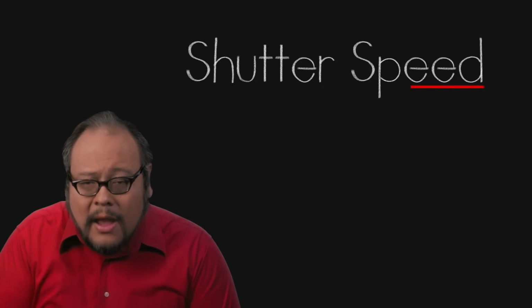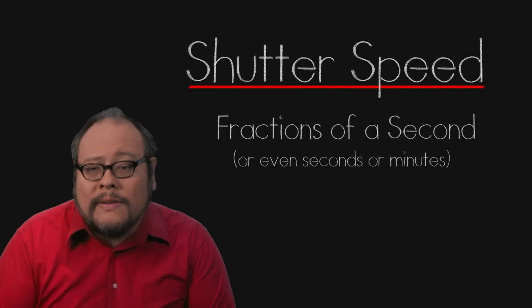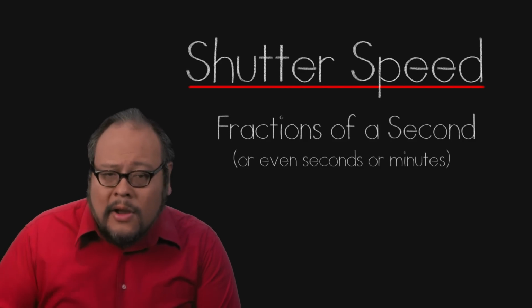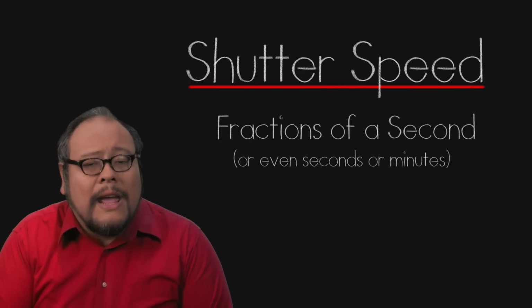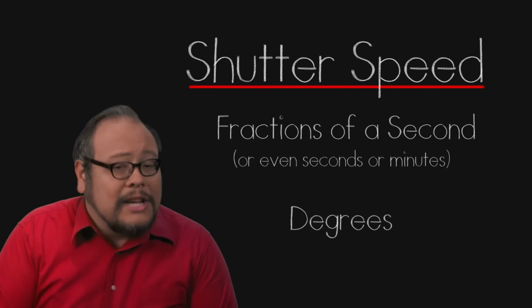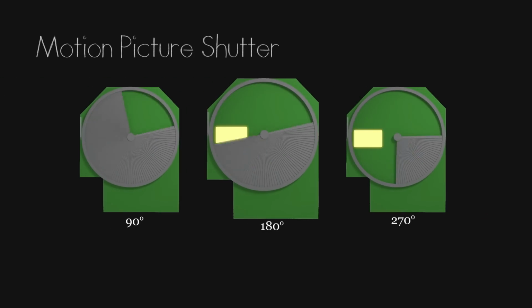Now, how much time we let light in for is governed by our shutter speed. Shutter speed in photography is described in fractions of a second, or even seconds or minutes, for really long exposures. In motion picture cameras, sometimes they are described as degrees. A shutter on a motion picture film camera is circular. The degrees represents how much of the shutter is left open to expose the film.